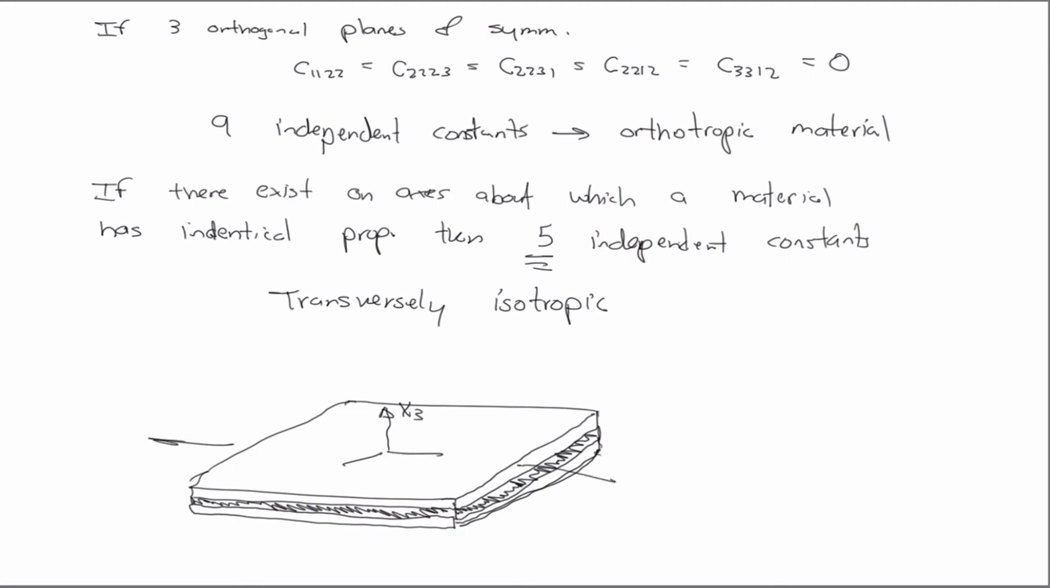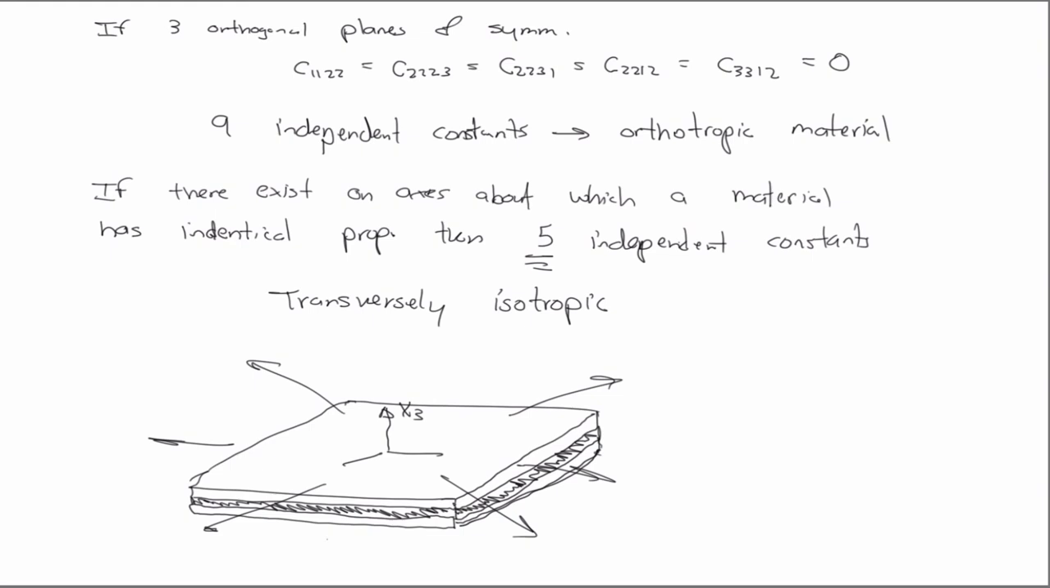So if I pull on it this way, or this way, or that way, as long as I'm in the plane, it's always going to have the same strength. So that's what we mean by if there exists an axis about which the material has identical properties. So the properties in the plane are always the same, okay?